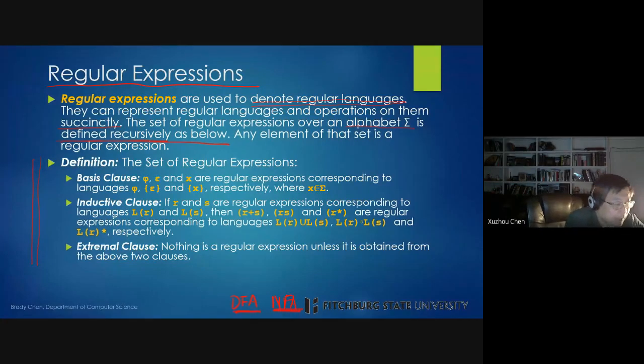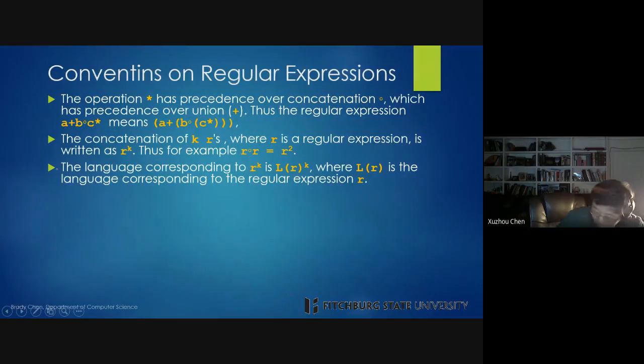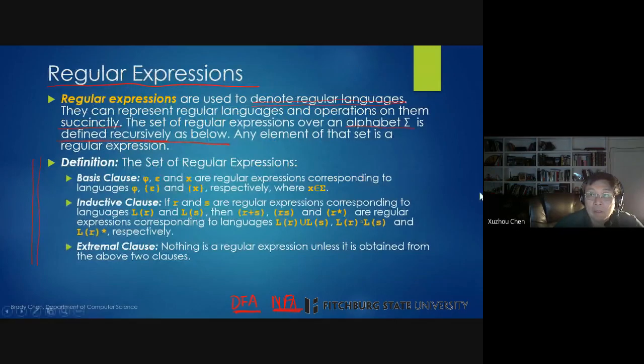Let me actually repeat this again. So the regular expressions, we can define the regular expression recursively using this definition. Using the definition, it's called a recursive definition, just like the regular language. So the set of regular expressions can be defined as this.